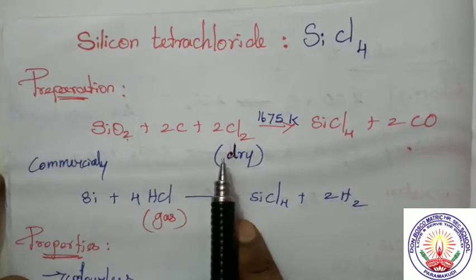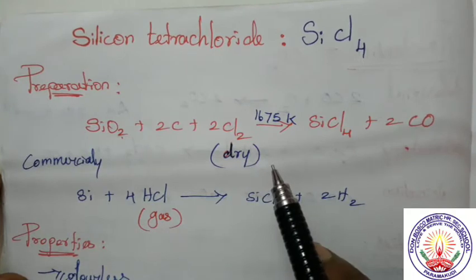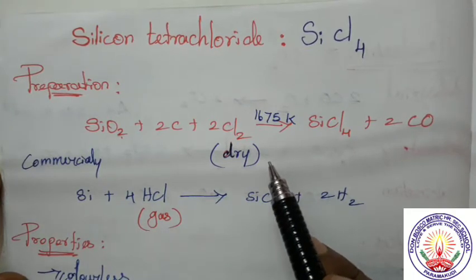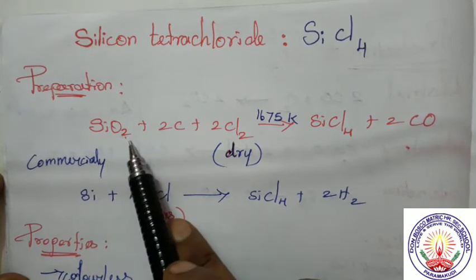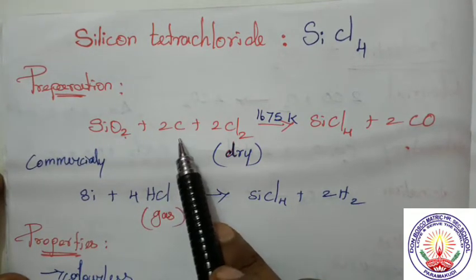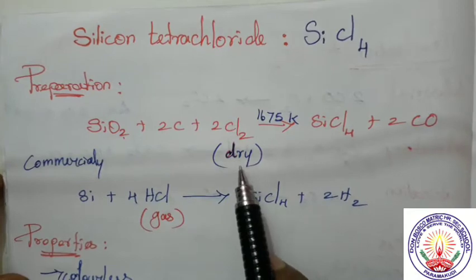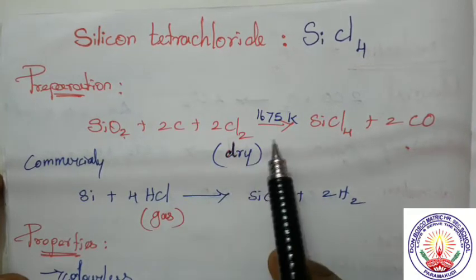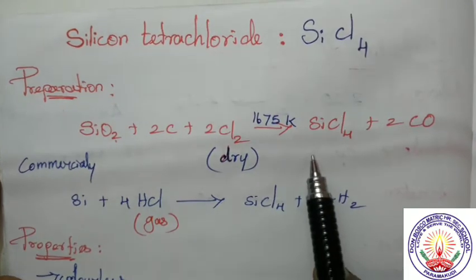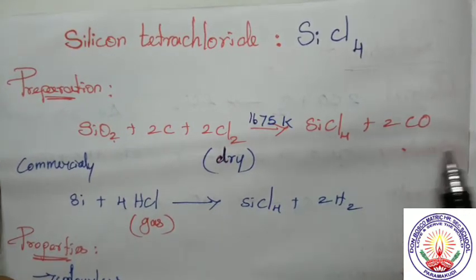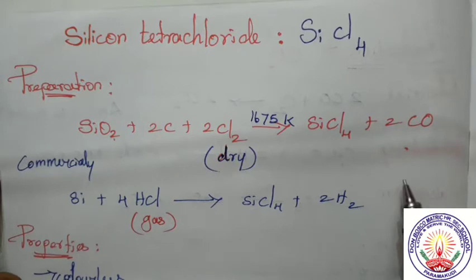The first preparation is in a porcelain tube, that is, a glass tube. We are taking a mixture of silica, that is silicon oxide, plus carbon, and dry chlorine is taken, and we are heating it at 1675 Kelvin. We are getting silicon tetrachloride plus carbon monoxide.